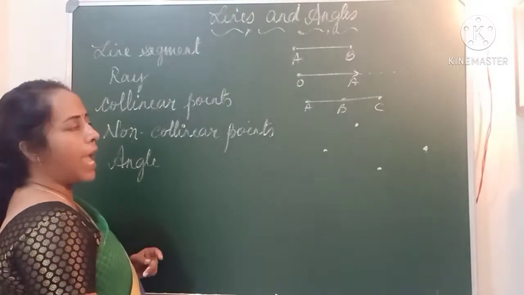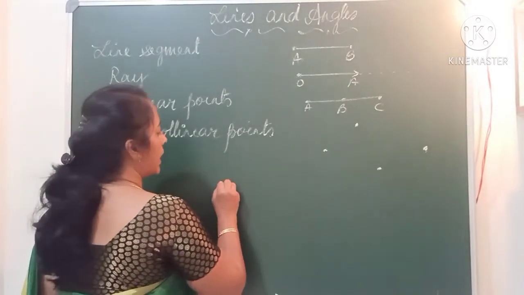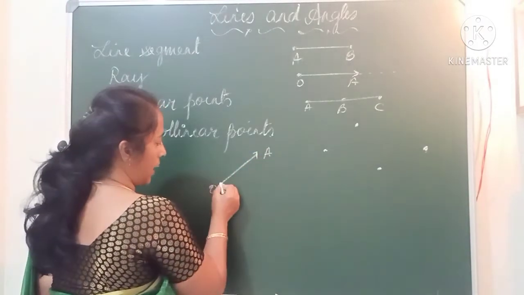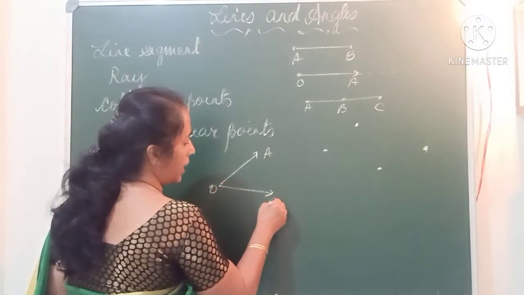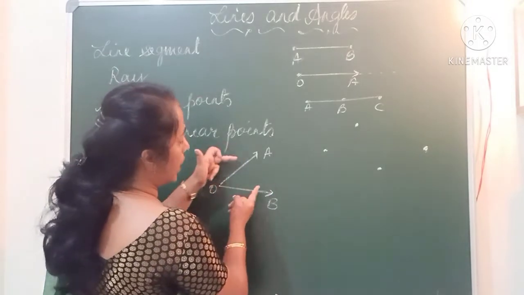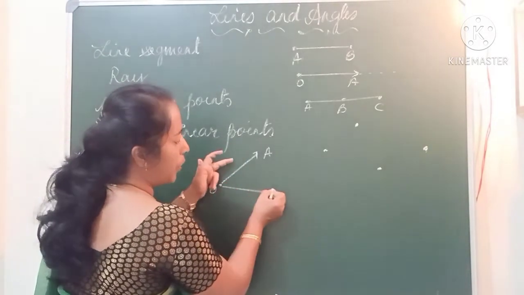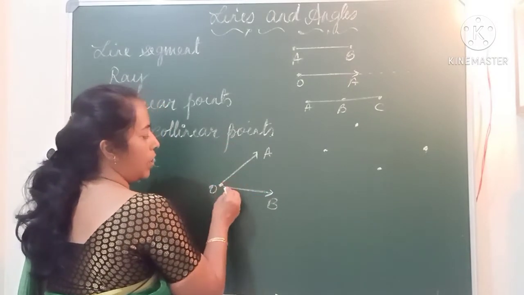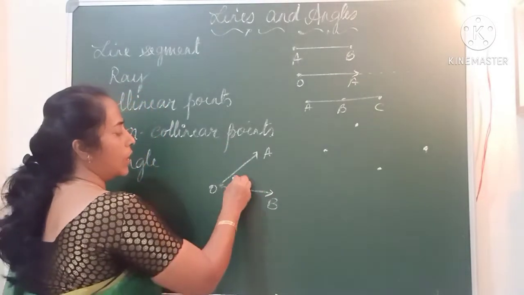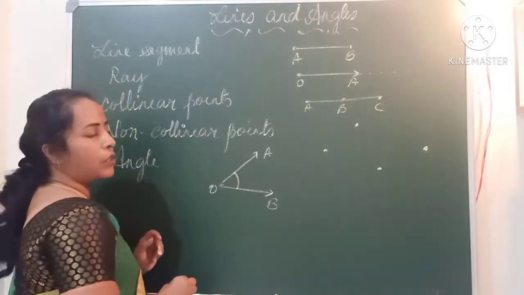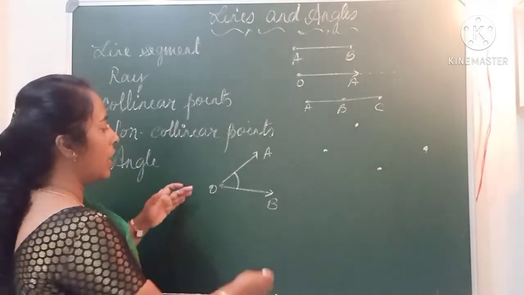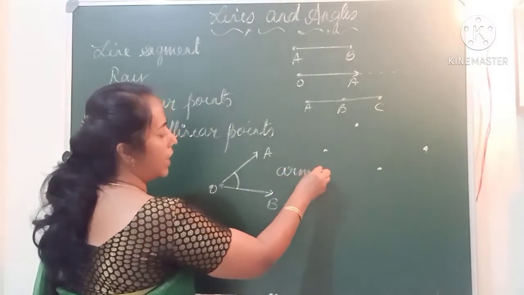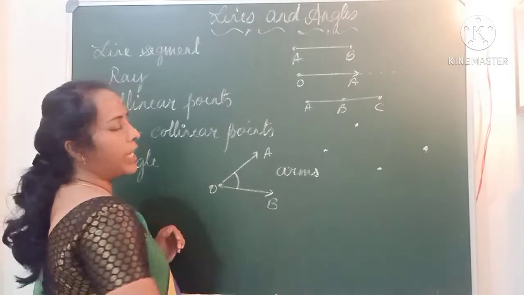Then what do you mean by angle? So here I'll take two rays. OA is one ray. OB is another ray. So these two rays are originating from the same point, or they have a common endpoint. The part between those two rays is called an angle. Here these two rays are said to be arms of the angle. Here this is the common endpoint.